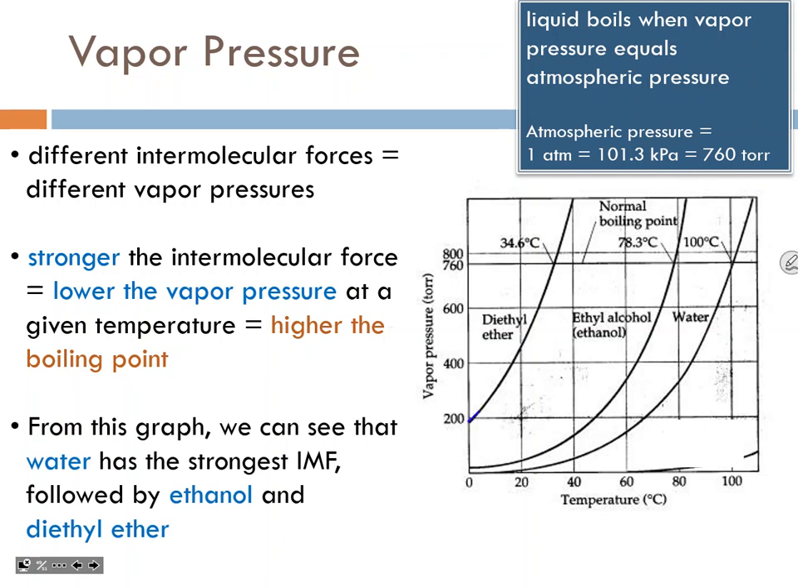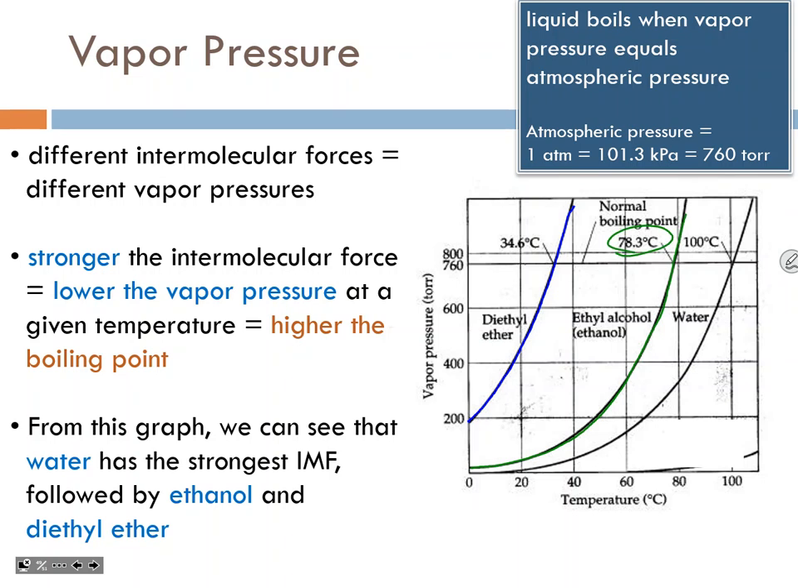So here is the diethyl ether line. As you can see, its vapor pressure curve has lower temperatures at the different vapor pressures, so it definitely has the weaker forces. Here is the ethyl alcohol, or ethanol, the alcohol.